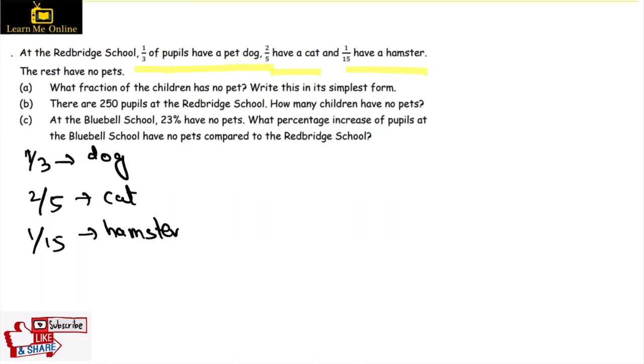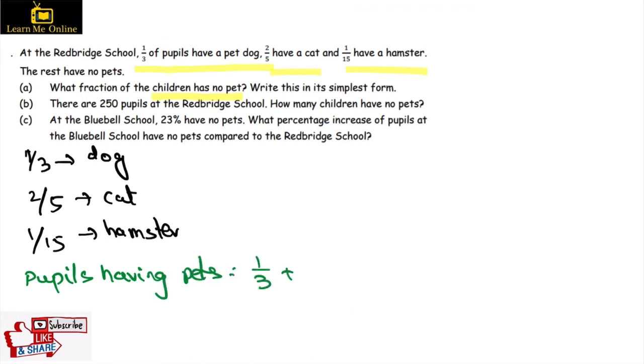So we know that the total of anything is equal to 1. The rest of them will not have any pets. So we're going to find out what fraction of the children have no pets. Pupils having pets would be the sum of the fractions, which is 1/3 plus 2/5 plus 1/15. Now, we know that if we are adding fractions, we make the denominators the same. The common denominator could be 15. So multiply the top and the bottom by 5. Then multiply by 3 the top and the bottom. And this makes 15.